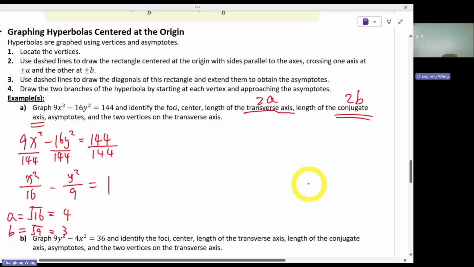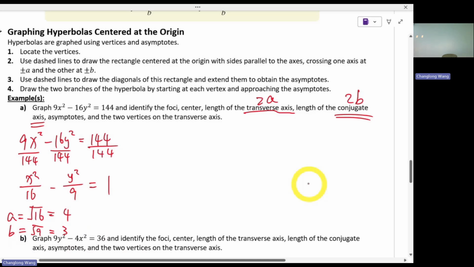For a hyperbola, does A have to be greater than B? No. It's true for an ellipse, right? For a hyperbola, A doesn't have to be greater than B. So in this case, the proper way to say why you're taking the 16 to be A squared is that this is the term associated with the positive sign.